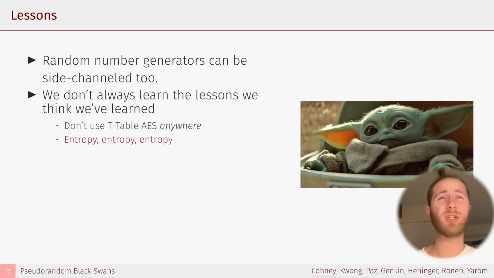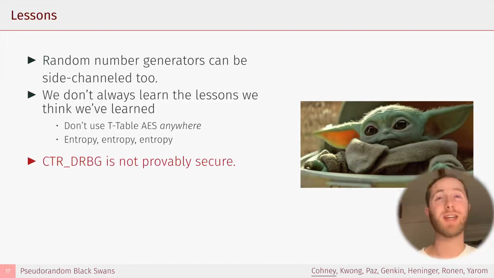Implementers and designers need to ensure that sufficient entropy is always incorporated. This too has led to innumerable RNG disasters in recent years. Counter DRBG is not provably secure, and therefore implementers must take this into account if they plan on using it in a crypto system.